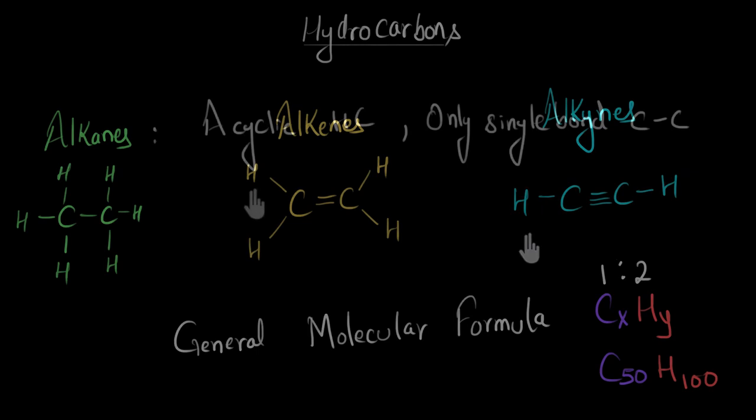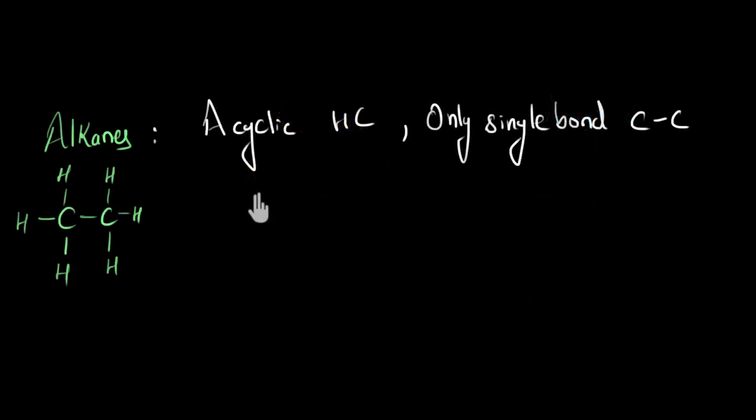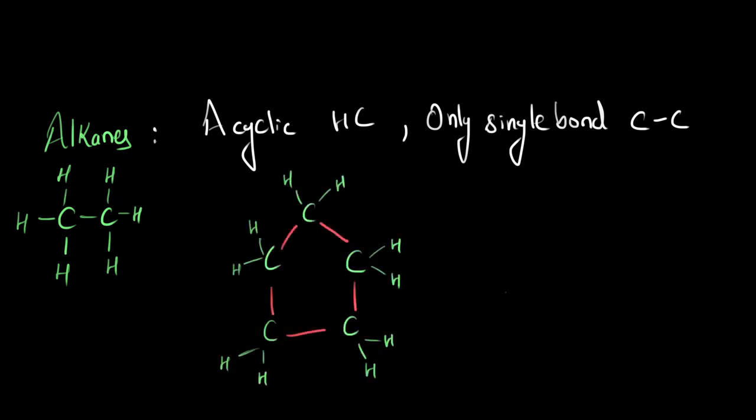Let's begin. Now let's start with the alkane family. By definition, they are acyclic hydrocarbons. Acyclic meaning that the carbon atoms are not arranged in a circular fashion. See, this is a cyclic hydrocarbon. Here the carbon atoms are arranged in a circular manner, right? In alkanes, they won't be. They will be in an open chain structure.